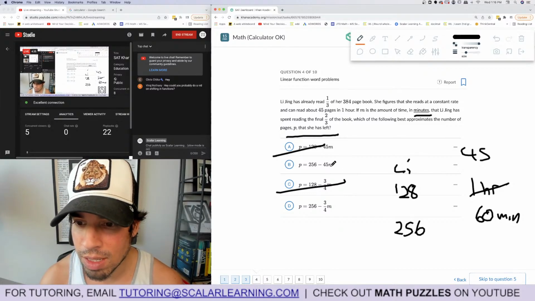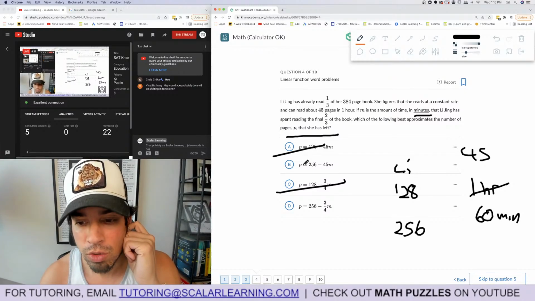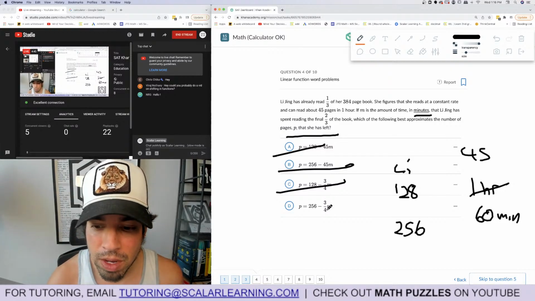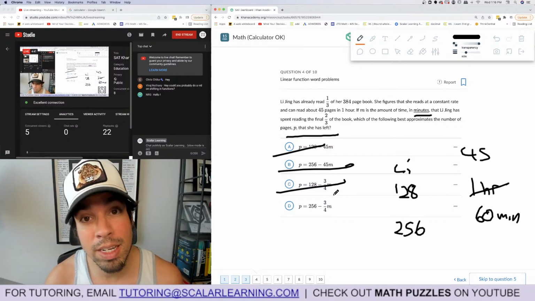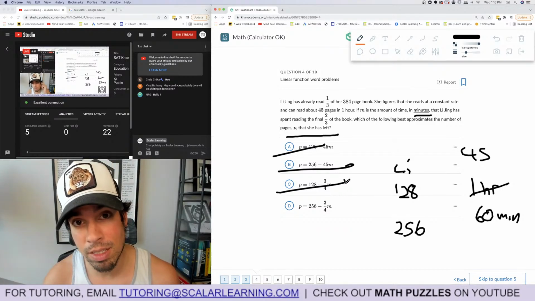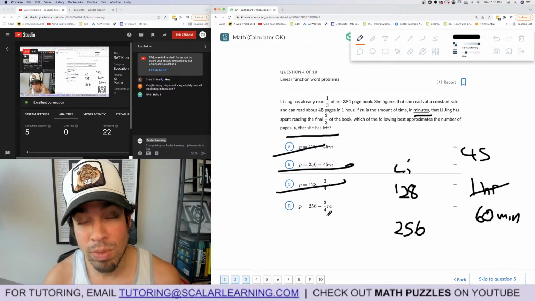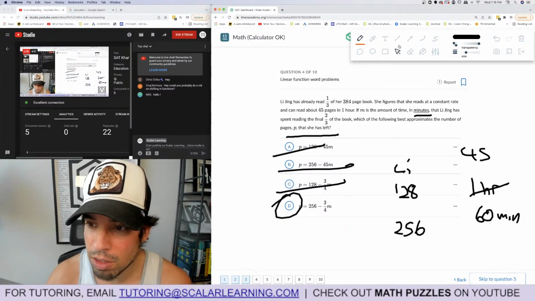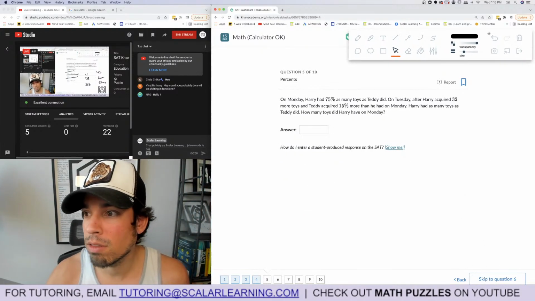So it's not 45 minutes. It's not 45 pages per minute. It's 45 pages per hour. So this one is wrong because that means in 1 minute she would read 45 pages. But this one is in 1 minute she's reading 3/4 of a page. That makes sense because then in an hour, when it's 60, you do 60 times 3/4, that is 45. So D clearly has to be the winner, and that's the equation. Boom, done.